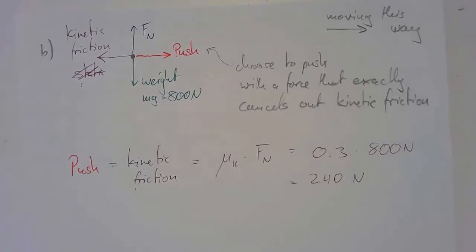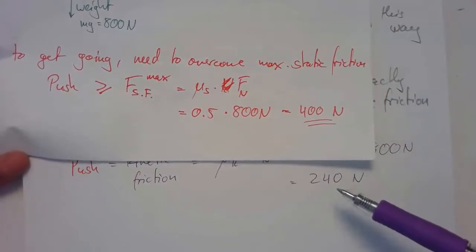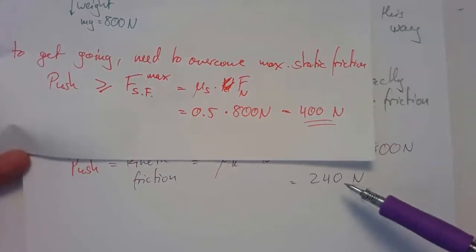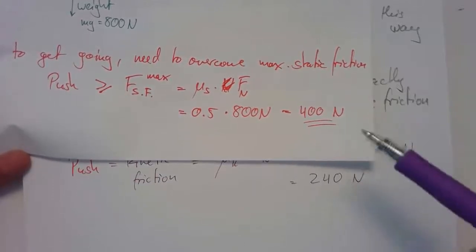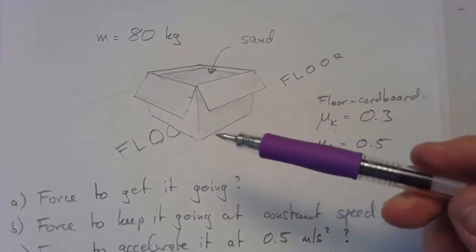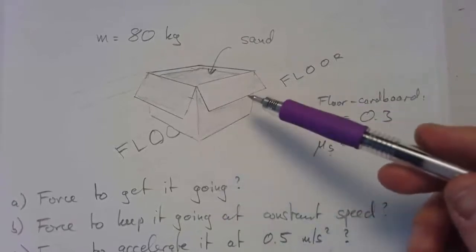So compare those two answers, right? 400 newtons to get it going, 240 newtons to keep it going at a constant speed. So that is why when you imagine yourself pushing this cardboard box, right? You can sort of imagine I push it, it's hard to go, but once it gets going, it suddenly sort of lurches forward. But why is it lurching forward?